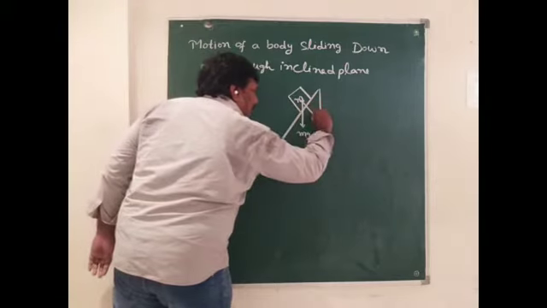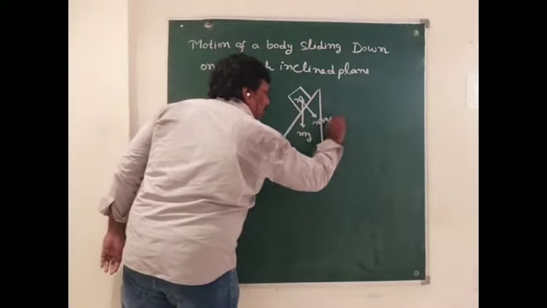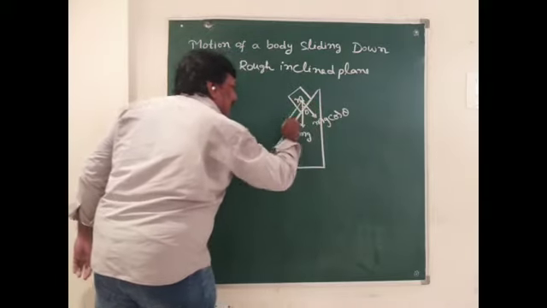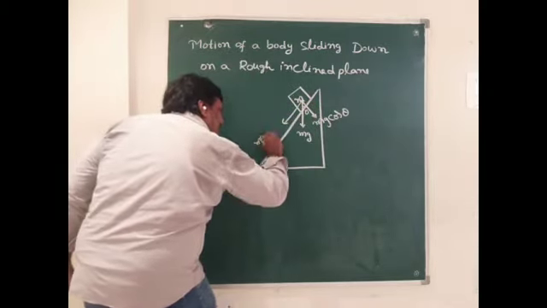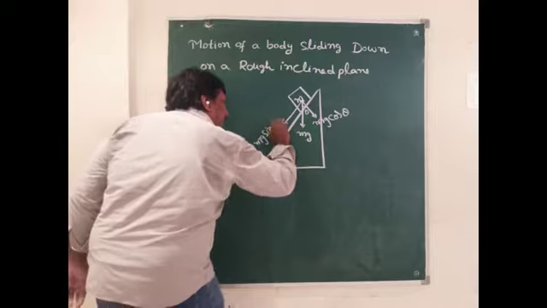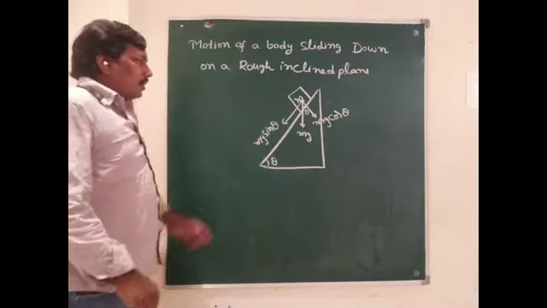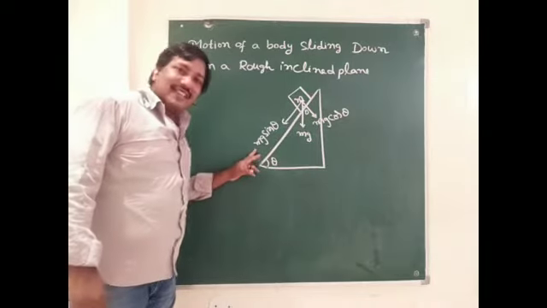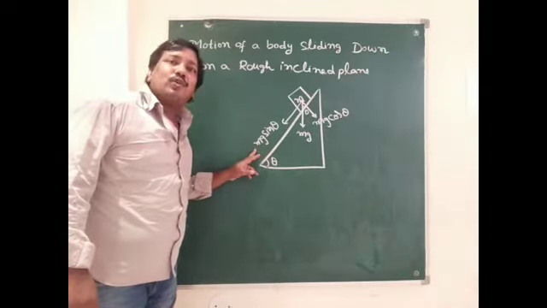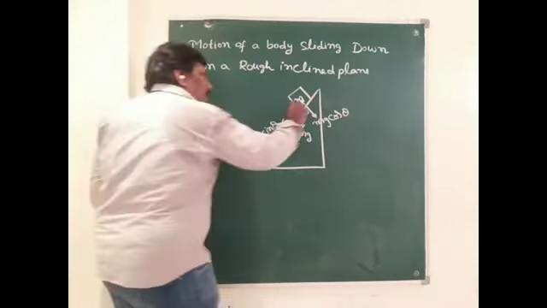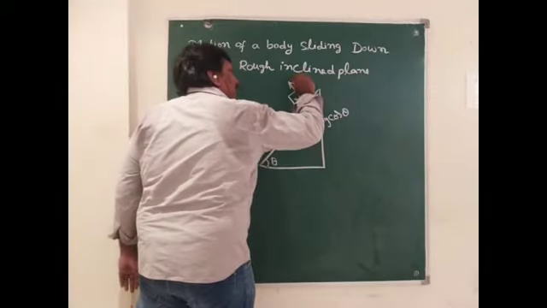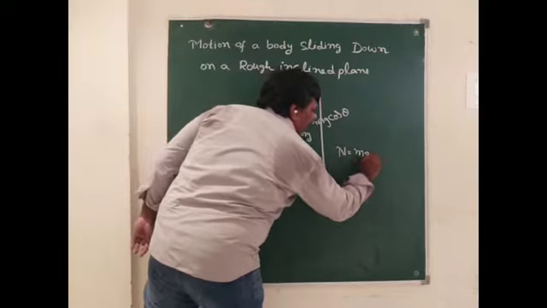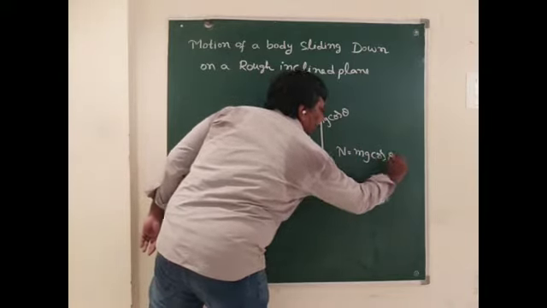One is mg cos theta and the other one is mg sin theta. Here mg cos theta is perpendicular to the inclined plane, but mg sin theta is parallel to the inclined plane. Now, the normal reaction is balanced with mg cos theta. Here, N equal to mg cos theta.